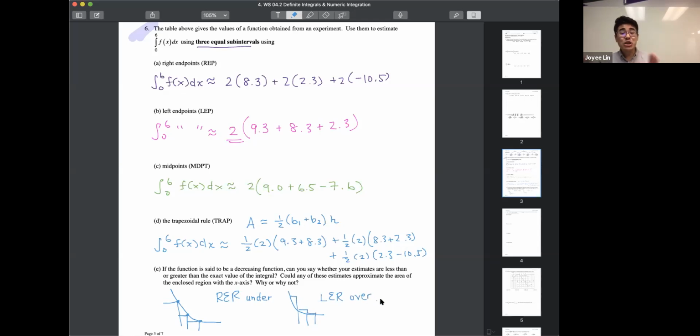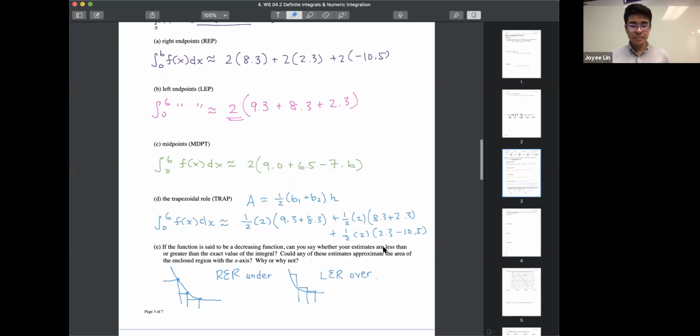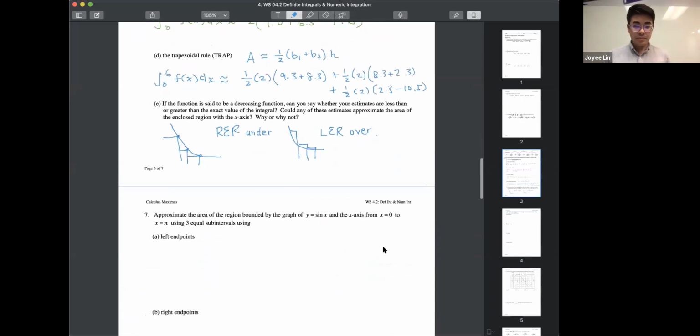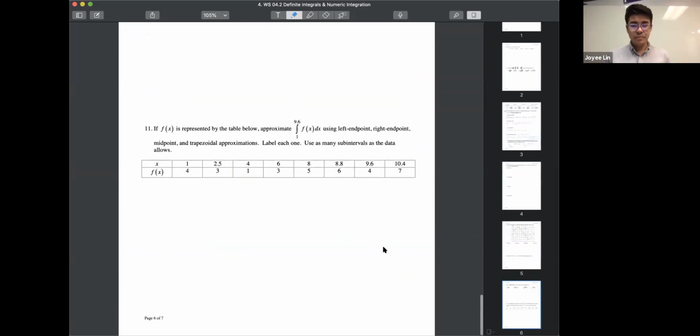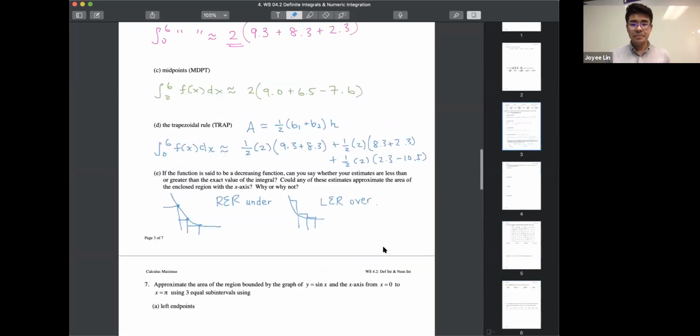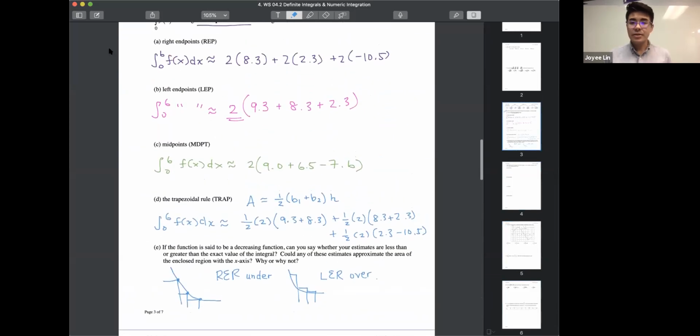With the other two, the midpoint and the trapezoid rule, you really can't tell, and they're not going to ask you something that complicated. Any questions on that one? Okay. So that's a really quick review of Riemann sum.